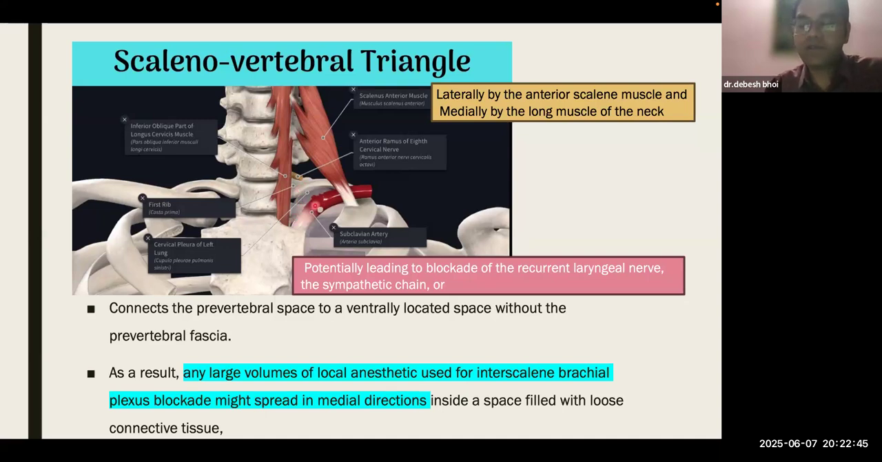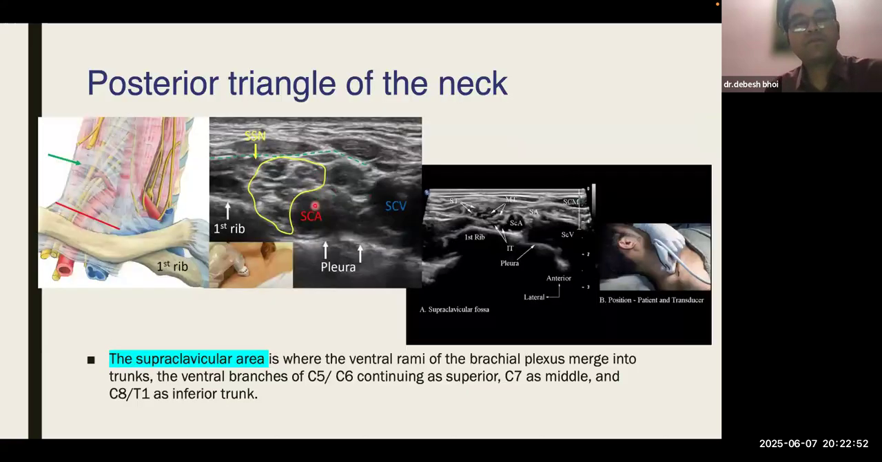So this is one of the important factors that you can see anatomically. If you come to the posterior triangle of the neck or the supraclavicular area, you can see this in green, the prevertebral fascia. The brachial plexus elements are just superolateral to the subclavian artery, just above the clavicle. This is the deep fascia.